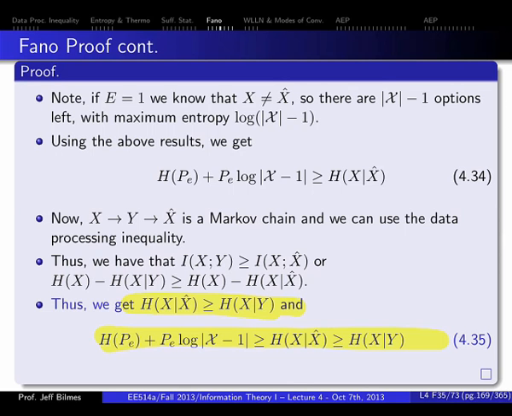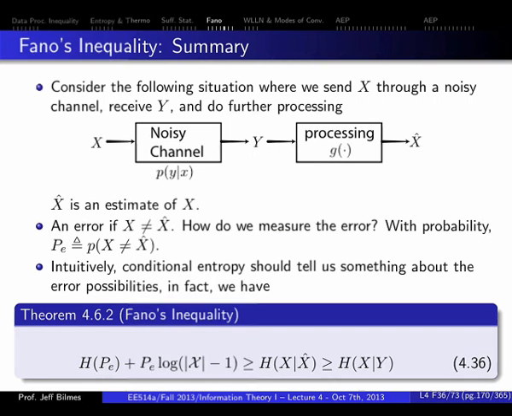Okay. There's Fano's inequality. So these are the kinds of things that you'll be doing in your homework. I hope that these proofs seem kind of neat. So here's a one-slide summary of Fano's inequality. Again, when we have the noisy channel, and from x to y we do some further processing, this is how we relate the error to the conditional entropy. Okay. Any questions about Fano's inequality?